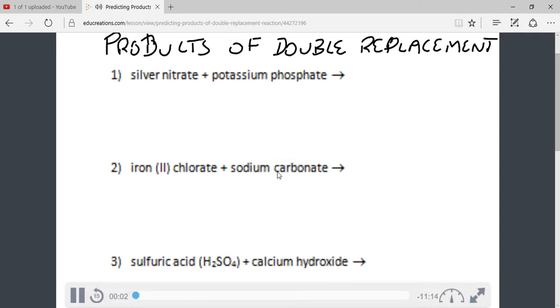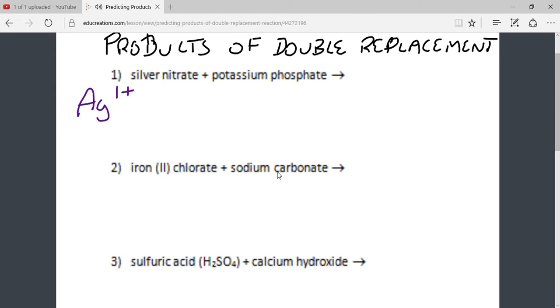This lesson will describe how to predict the products of double replacement reactions. First, identify the charges of each ion of the aqueous reactants available. Silver nitrate, made of the two ions silver and nitrate, has the following ions and charges.